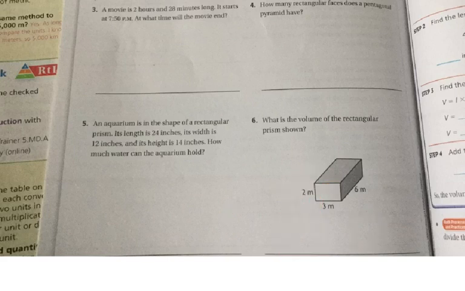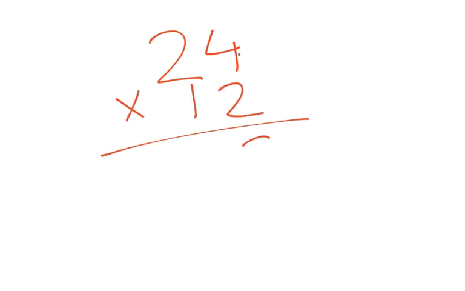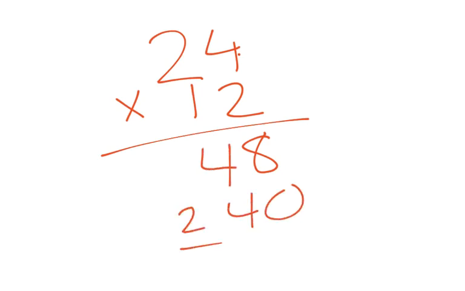An aquarium is the shape of a rectangular prism. It has a length of 24 inches, a width of 12, and a height of 14. How much water can it hold? So 24 by 12 by 14. So I'm going to do 24 times 12 first. 2 times 4 is 8. I need to slow down. 2 times 4 is 8. 2 times 2 is 4. Put a 0. 1 times 4 is 4. 1 times 2 is 2.